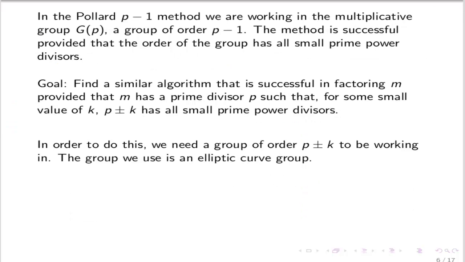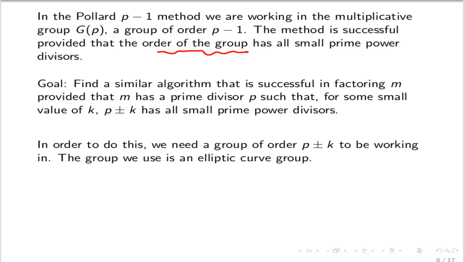So in the Pollard p-1 method, we're working in the group of units mod p. This is where we used Fermat's little theorem. And the method was successful if the order of that group, so the order of the group is p-1, has all small prime power divisors.